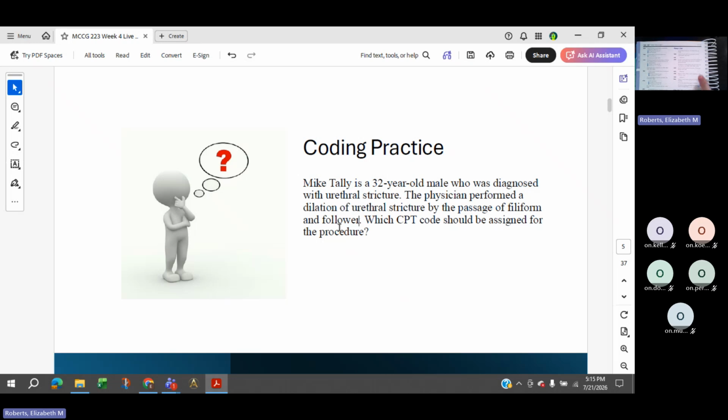660 is using a suppository or instillation, initial or subsequent. And then 53665 is the dilation of a female urethra. So 53620 has got to be our correct code.